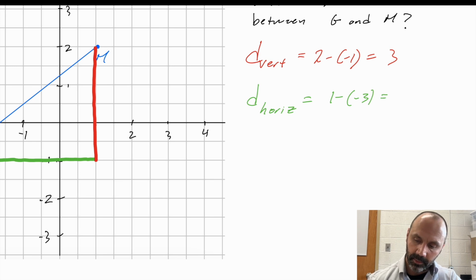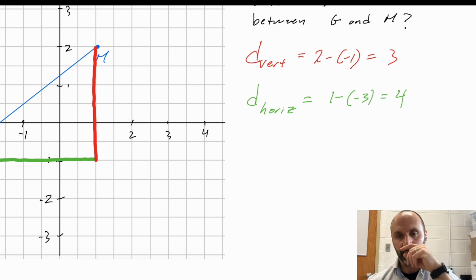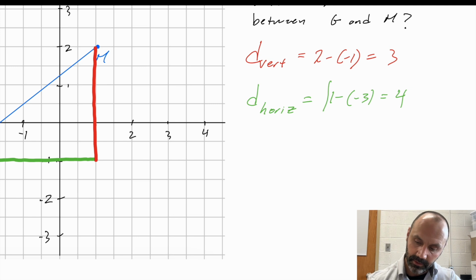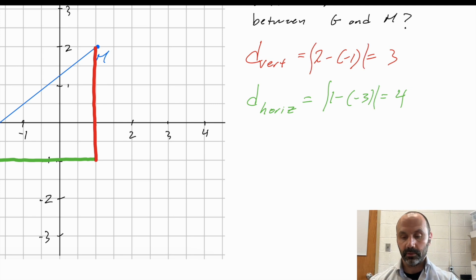And I'm putting it in that order on purpose because I know that it's going to work out to be positive. But we are taking the absolute value of these, if that's of concern. If you're taking the absolute value, the order doesn't matter. You could do -3 minus 1 gives you -4. Absolute value gives you 4.